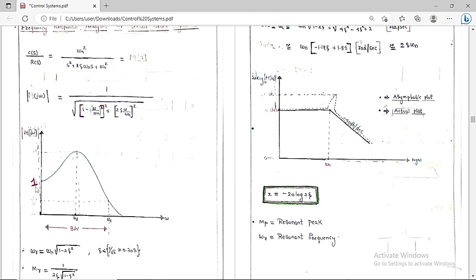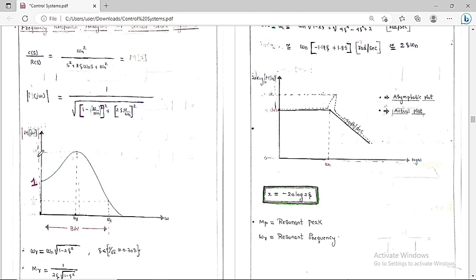You can see clearly from this picture, if we substitute omega is equal to 0, we get its value equal to 1, because each of these parts is equal to 0, so only 1 remains. As omega increases, the denominator increases, so the overall value decreases. That is why this value increases for a small amount of time and finally decreases. This is the nature that we see here.